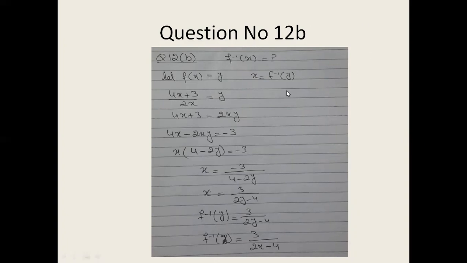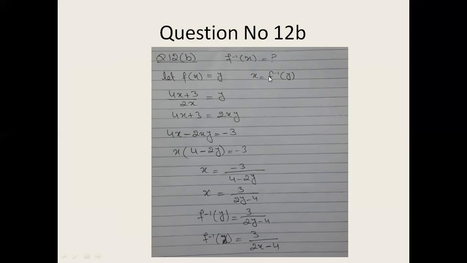So then, bring the terms which have x on one side, so you will have 4x minus 2xy equals minus 3. Take the x common and you will have x bracket 4 minus 2y equals minus 3. So x will be equal to minus 3 divided by bracket start 4 minus 2y bracket close. So you have this negative in the numerator and just give it to downstairs. So you will have 3 divided by 2y minus 4. So x is equal to 3 divided by 2y minus 4.